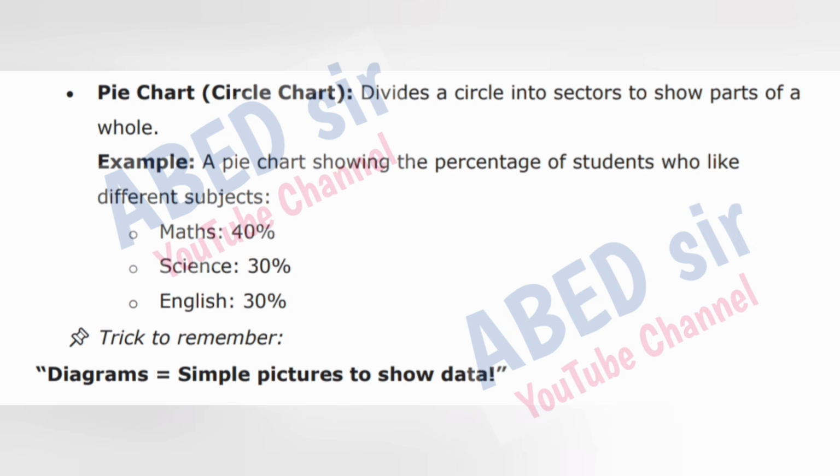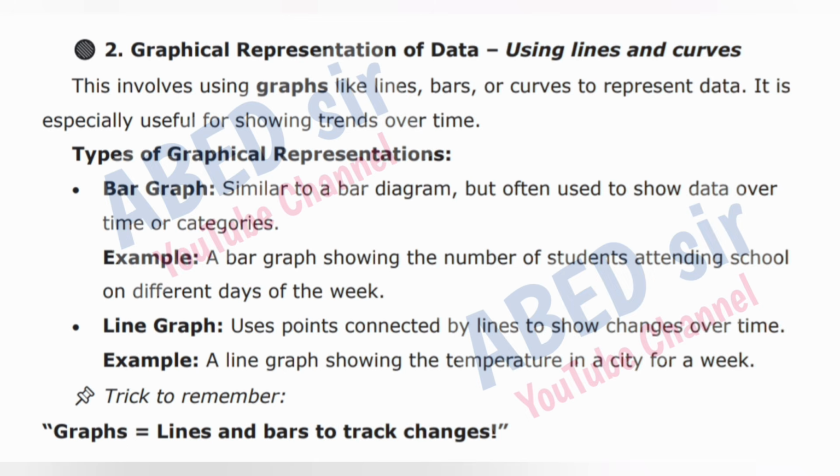Example, a pie chart showing the percentage of students who like different subjects. Maths, 40%. Science, 30%. English, 30%. Trick to remember: diagrams is equal to simple pictures to show data. 2. Graphical representation of data using lines and curves. This involves using graphs like lines, bars, or curves to represent data. It is especially useful for showing trends over time.